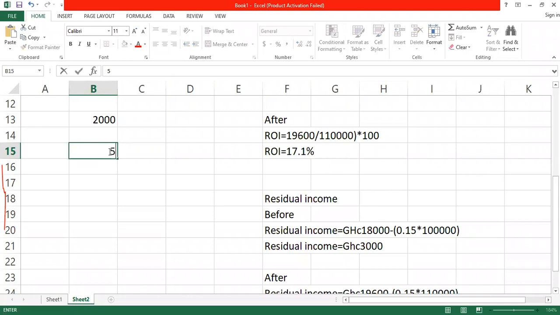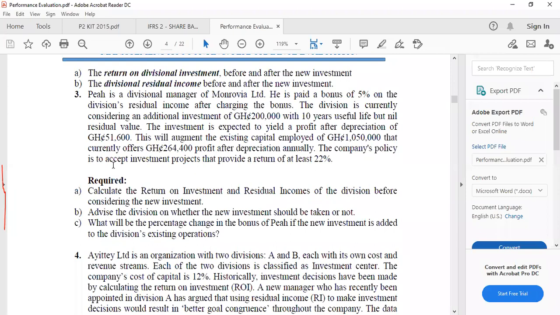You have 5 divided by 105. The 105 is the one that you have already charged, so if you want to know it, you have to gross it by making this one 105 because you have already charged the commission or the bonus. That is what we do. But if they say before charging the bonus, it means you have to charge the bonus before getting this, so it will be 5/100. That is the only thing that you do there. So you calculate your residual income, using the 22% rate of return. Sometimes they will give you rate of return, not cost of capital.